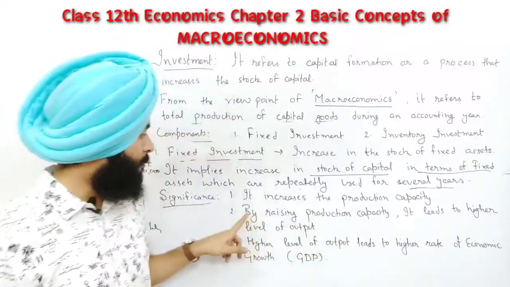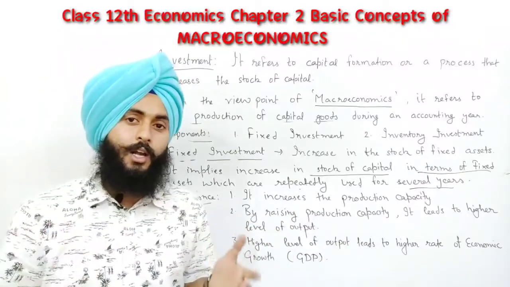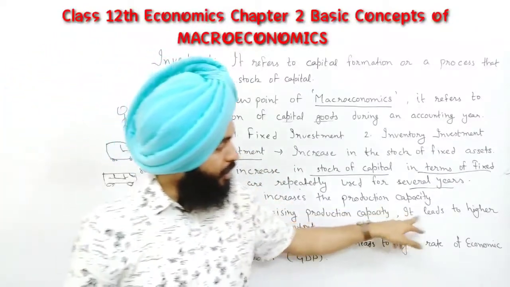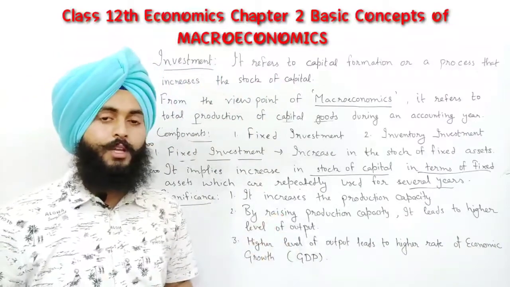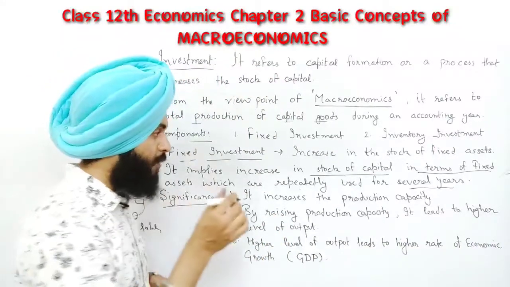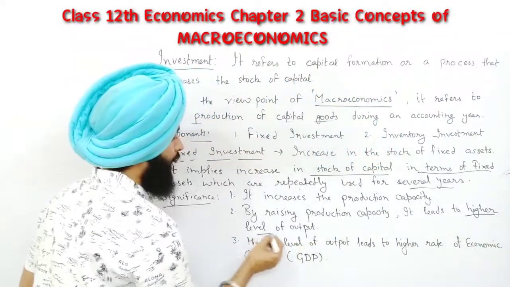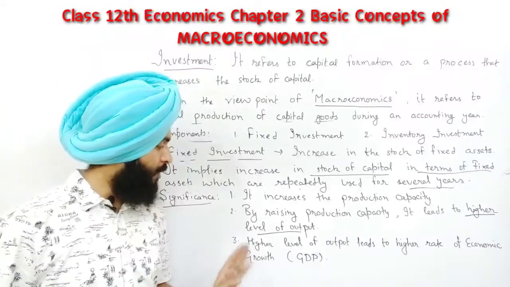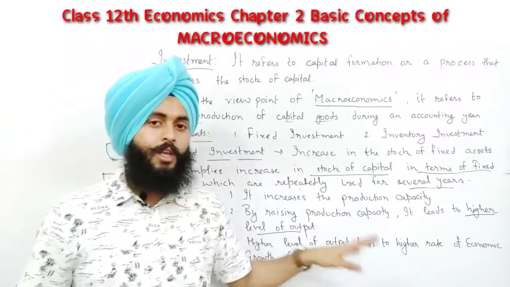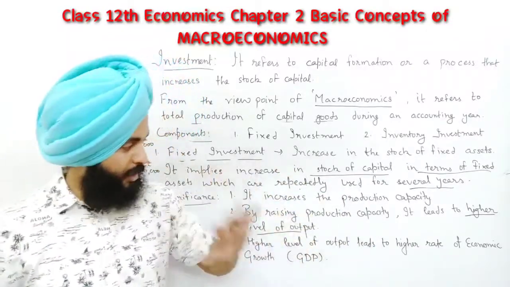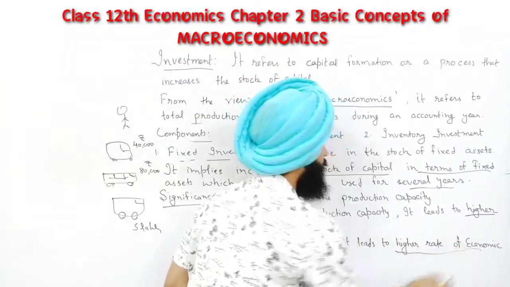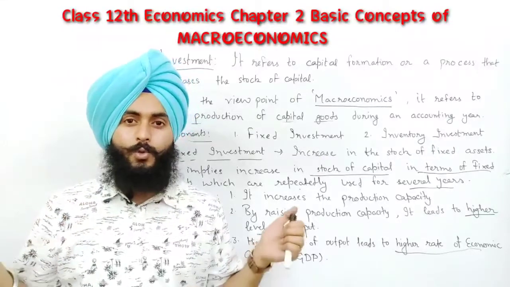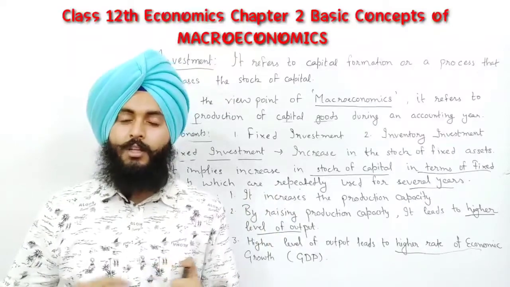Now second point is, by raising production capacity, if we are able to raise production capacity by just doing the fixed investment, it leads to a higher level of output. Agar production capacity achhi ho gayi, then we will be able to achieve a higher level of output. To hamari output ka level bhi achha hoga. Third one, if we have a higher level of output, it leads to a higher rate of economic growth. So puri ki puri economy ki growth jo hogi higher rate pe hogi, which is also called famously GDP, the gross domestic product.